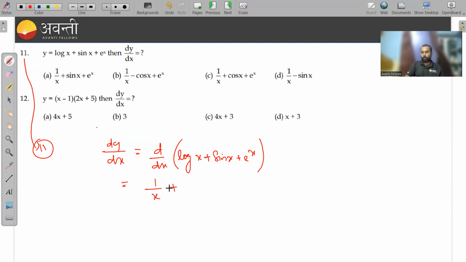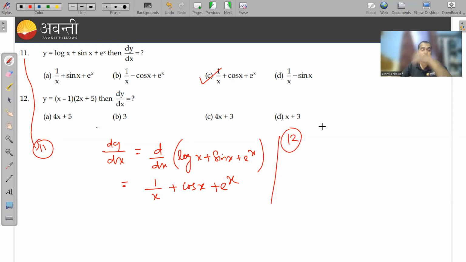Now d by dx of log x is 1 by x. We know from the formula of differentiation, all of you know, that d by dx of log x is 1 by x, and d by dx of sin x is cos x, and d by dx of e raised to x is e raised to x. So are you getting any correct option in the given options? Yes. So this is 1 by x plus cos x plus e raised to x. So option C is correct.